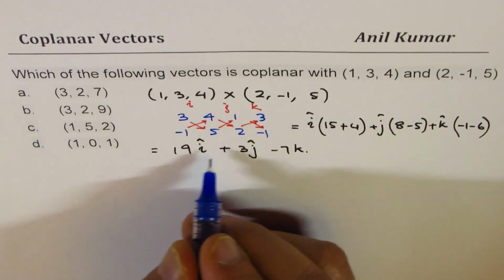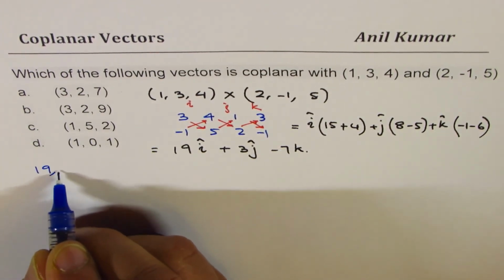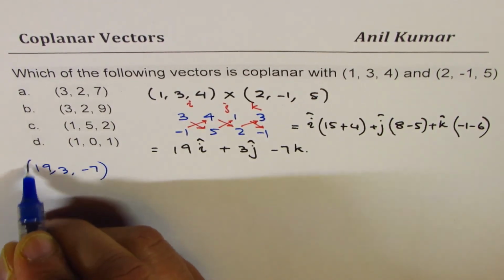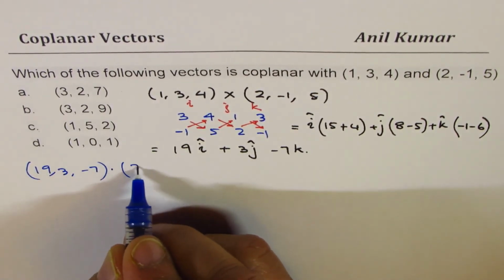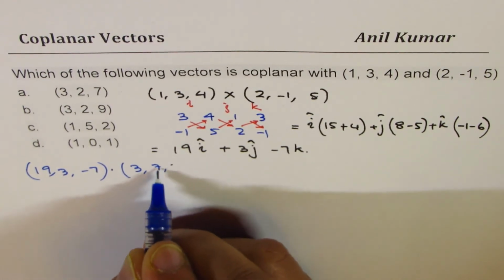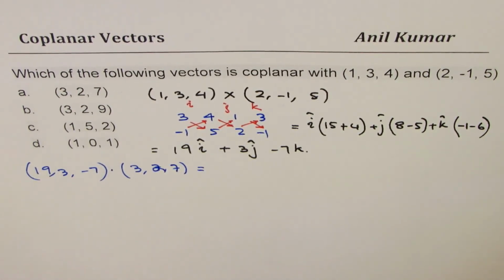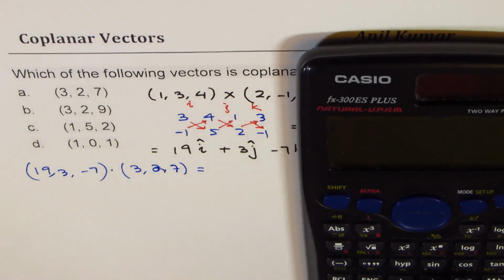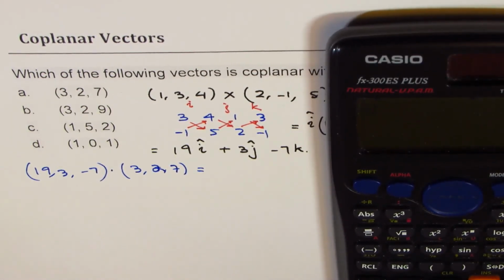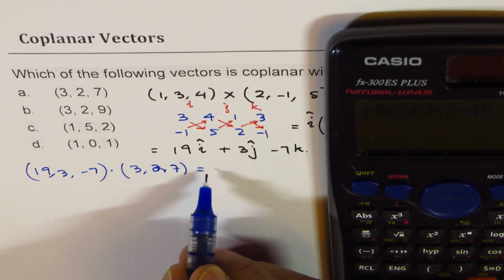So with (3, 2, 7), we can write this first. (19, 3, minus 7) dot, let's say (3, 2, 7). Okay. So you can use the calculator. So we'll straight away do it on the calculator. So 19 times 3 plus 3 times 2 minus 7 times 7 is 49, equals to, this gives us 14, right?